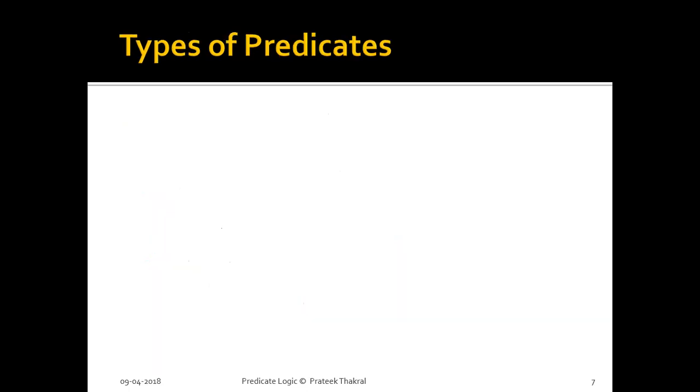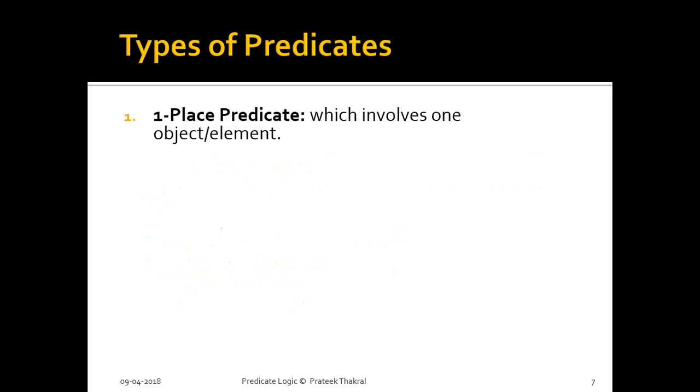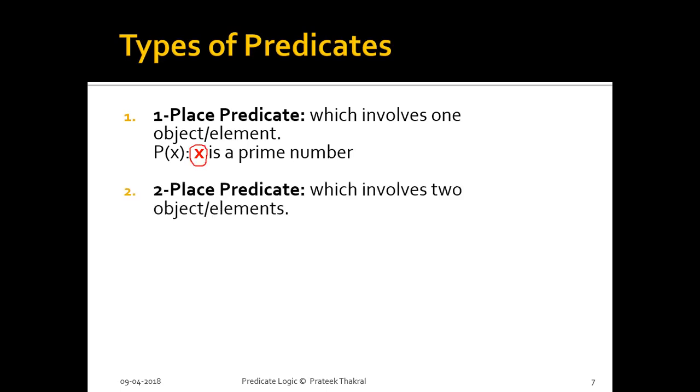And if we talk about the various types of predicates, a predicate can be a one place predicate. One place means it involves only one object or one element. If we denote any predicate by capital P, then P of x is a prime number. If we look carefully in this sentence, only a single object, only a single variable is used, so that's why it is one place.